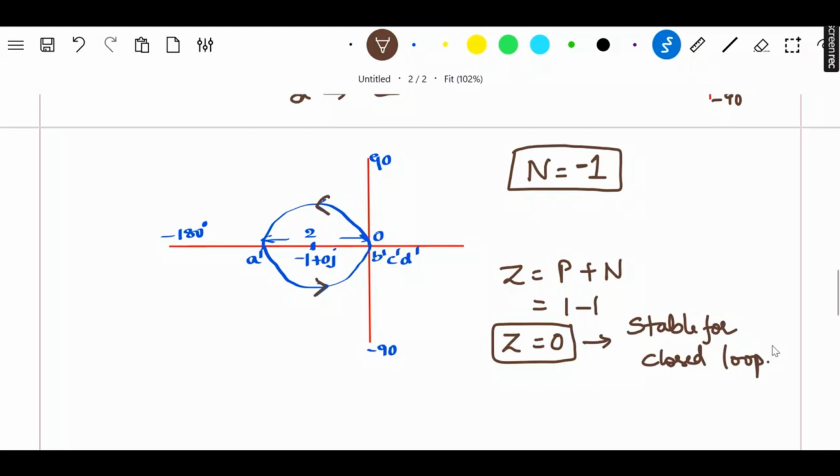I hope you understood this problem and also the problem in the previous video, and you were able to see the difference between the two problems. Okay. Let us see another type of problem in the next video.